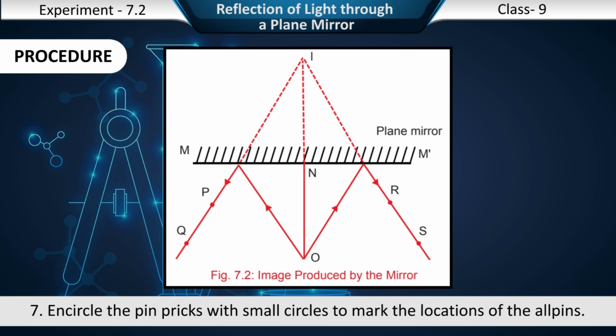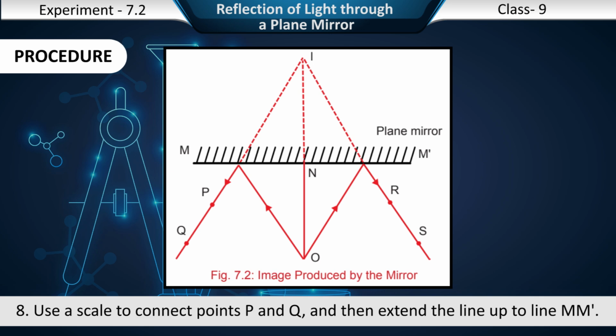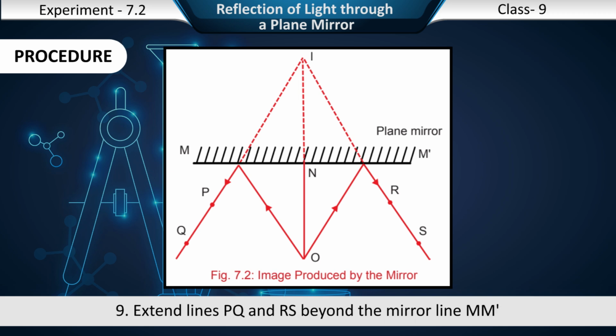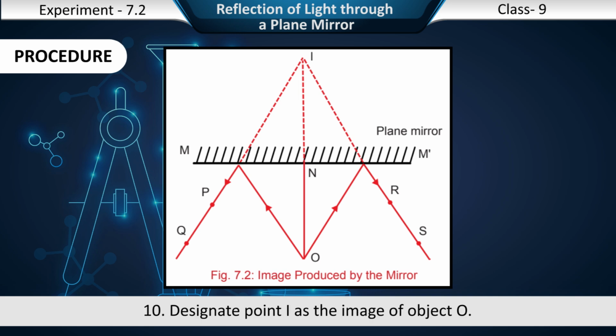7. Encircle the pin pricks with small circles to mark the locations of the awl pins. 8. Use a scale to connect points P and Q, and then extend the line up to the mirror line. Perform the same for points R and S, extending their line to meet the mirror line. 9. Extend lines PQ and RS beyond the mirror line so that they intersect each other at point I. 10. Designate point I as the image of object O.